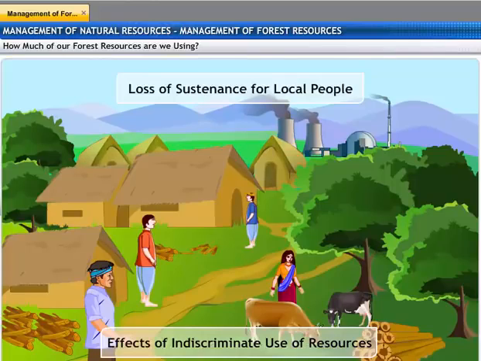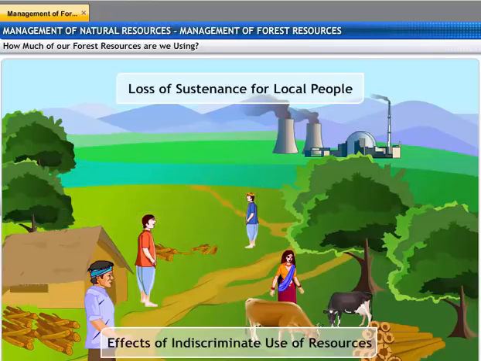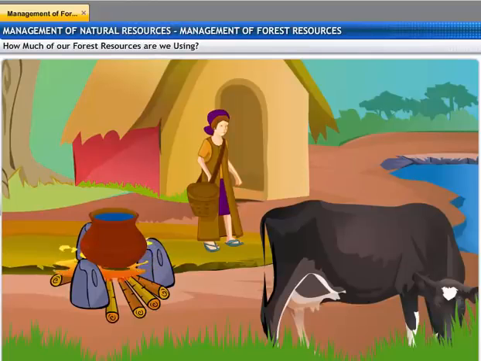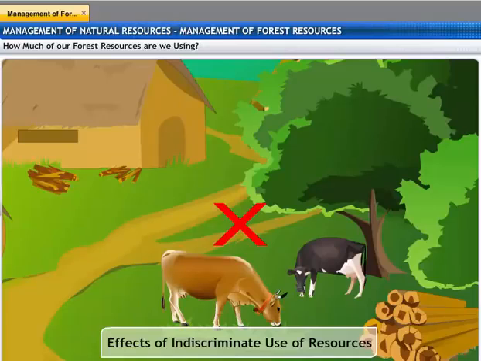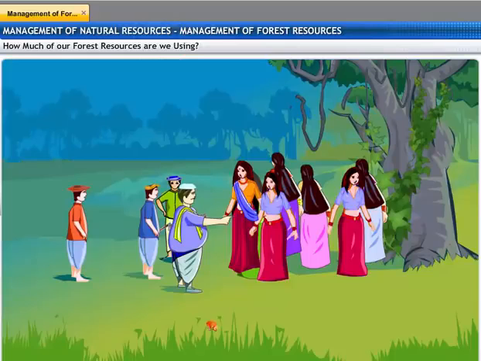And let's not forget the people who live here. If they didn't have this forest, where would they get their food and firewood from? Where would their animals graze? If this continues, there will be nothing left for future generations in this area.